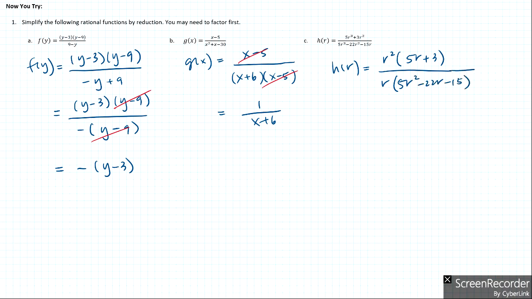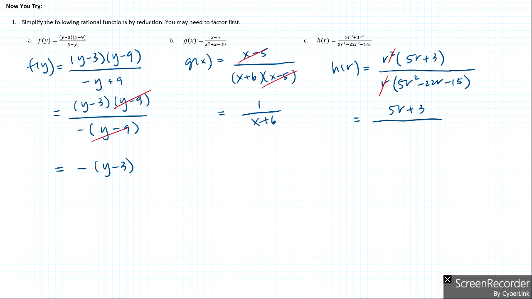In this case, before we even fully factor things, you will see that we have r squared on top and r on the bottom, so we can cancel out one of the r's from the top, and this r in the denominator is cancelled out for now. Now continue on, the top is just 5r plus 3. We can't do anything for now.